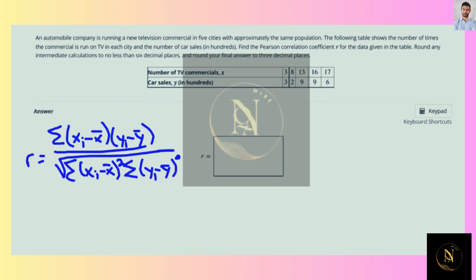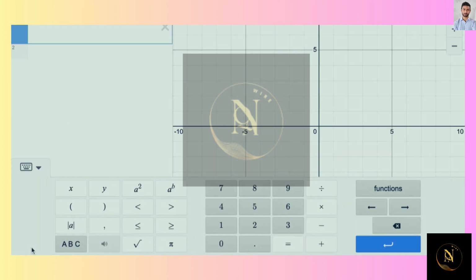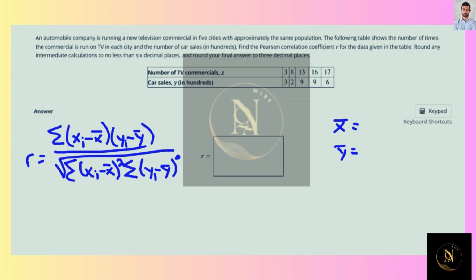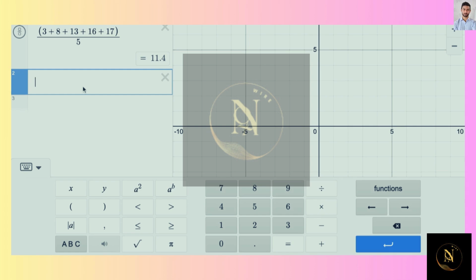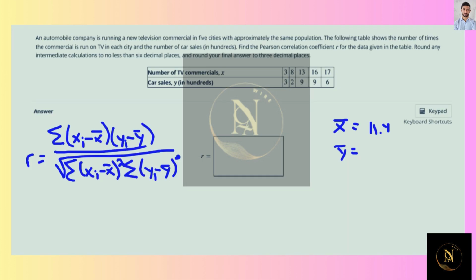Okay, so let's first find X bar and Y bar, their means. So the mean of X would be 3 plus 8 plus 13 plus 16 plus 17, and there are 5 of them there, so that's 11.4. And Y bar would be 3 plus 2 plus 9 plus 9 plus 6 divided by 5, or 5.8.